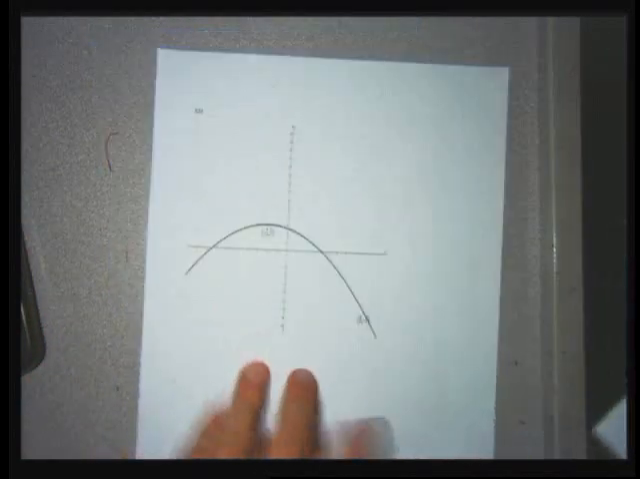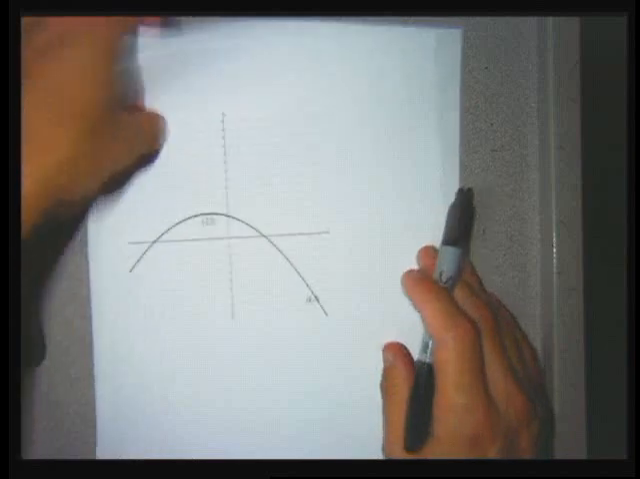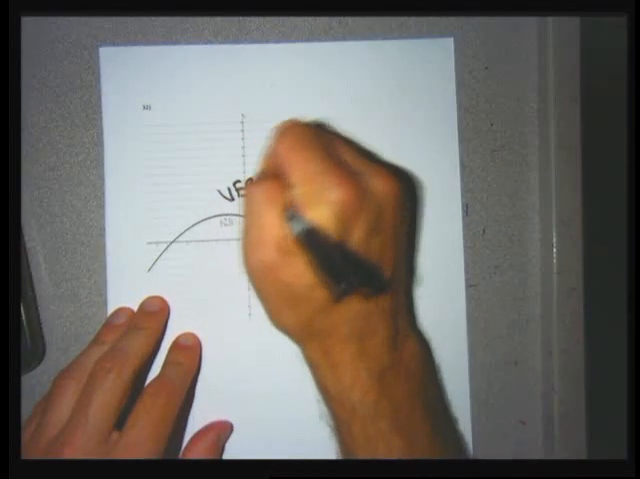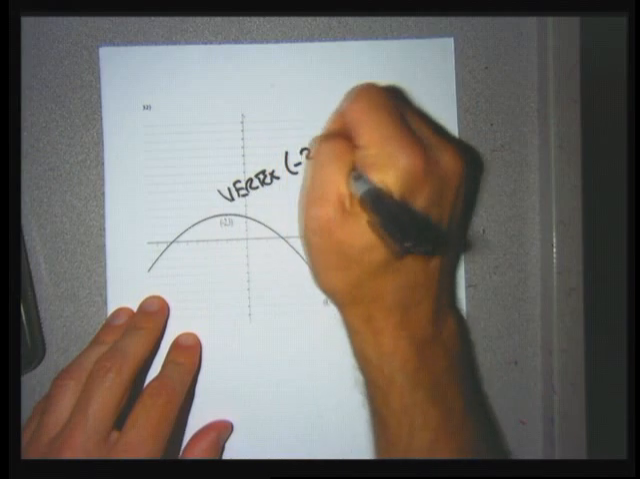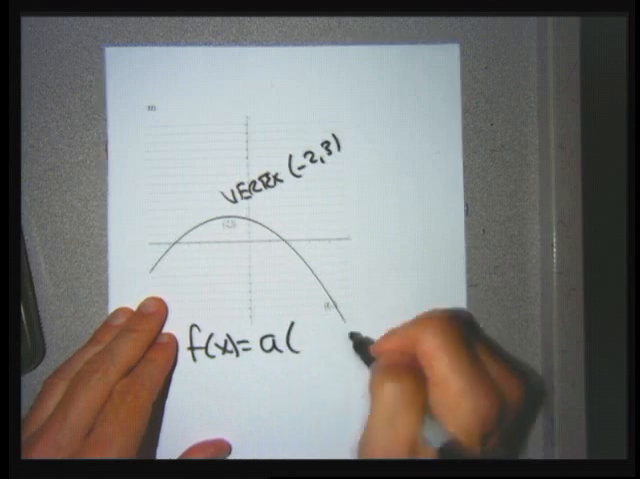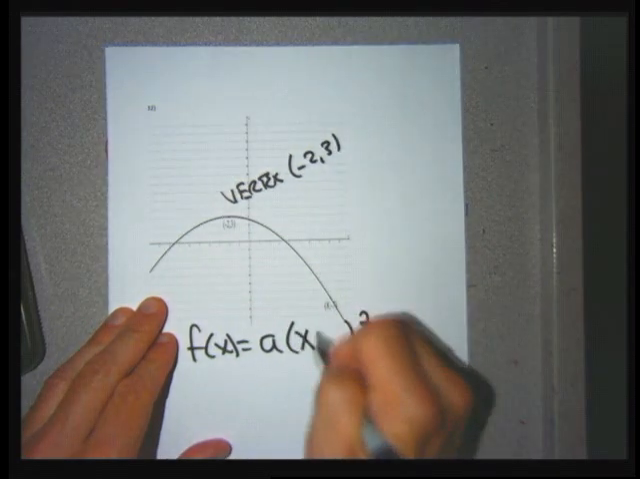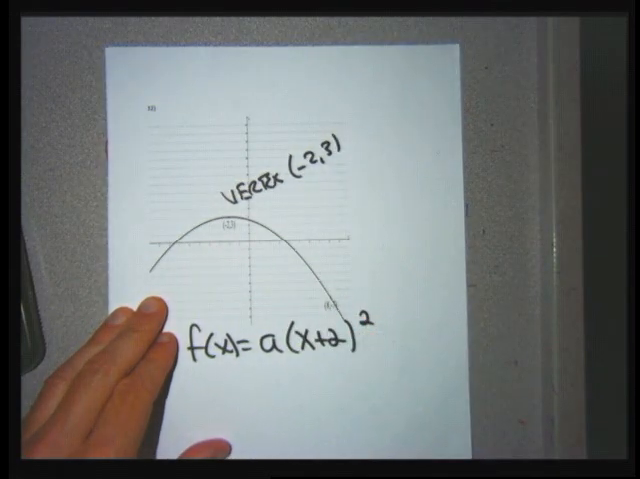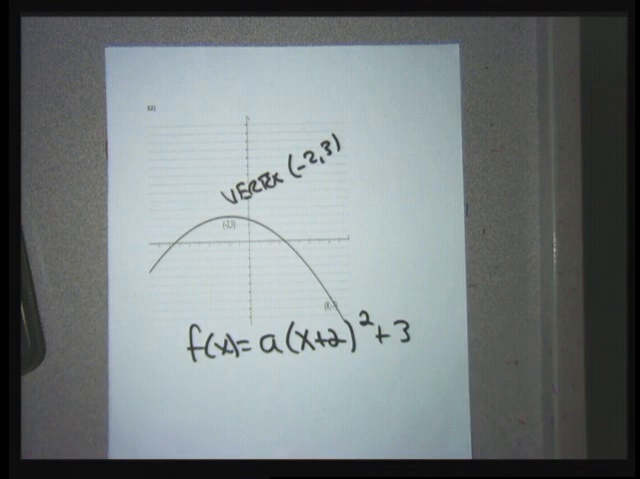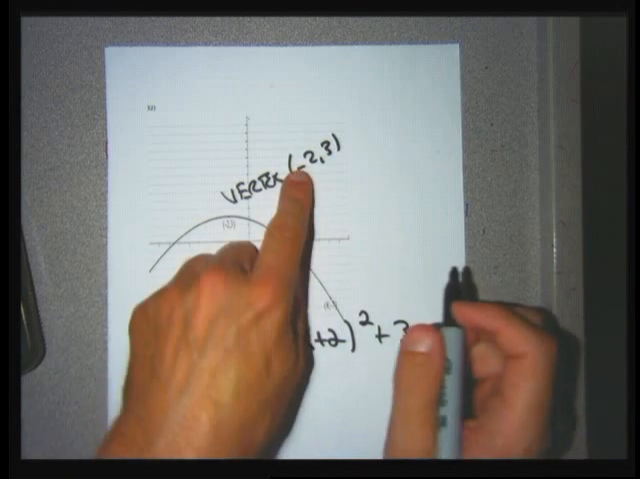Last problem. Same deal here. Come up with an equation that has an a and solve for a. So in this particular problem, the vertex is -2. I'm going to write f of x equals a. Inside the parentheses, x coordinate of the vertex, change its sign. Outside the parentheses, y coordinate of the vertex, keep its sign. So I get f of x equals a times x plus 2 squared plus 3. That's just with the vertex.